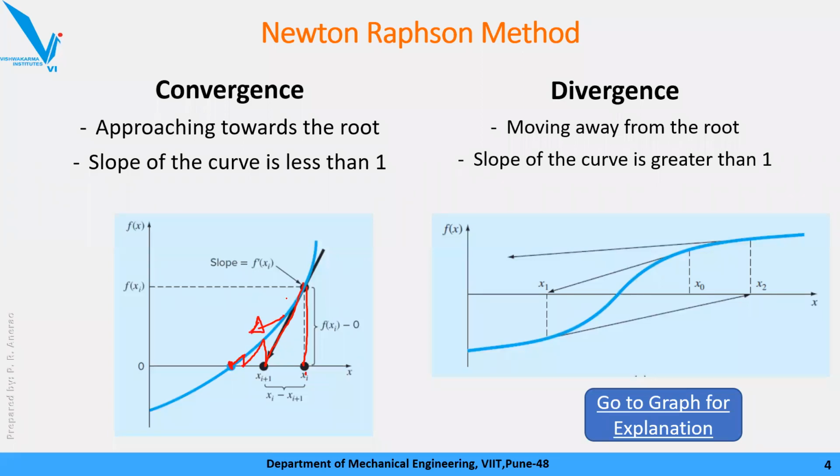That means you are converging towards the answer solution. Divergence means you are going away from the solution. So see the second example. You have started your formulation from x0.